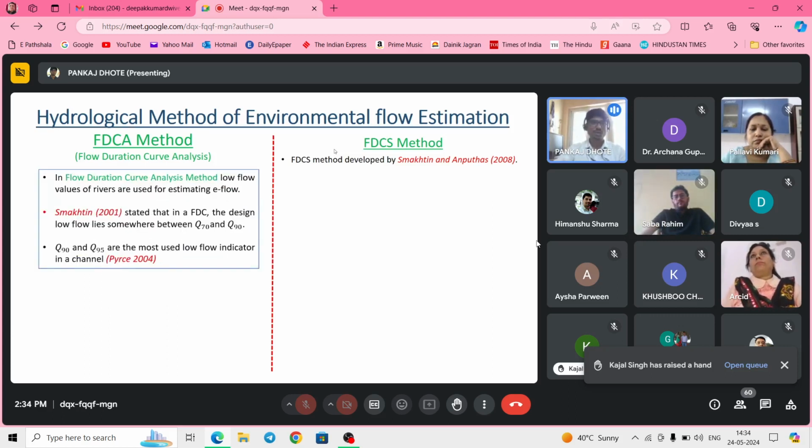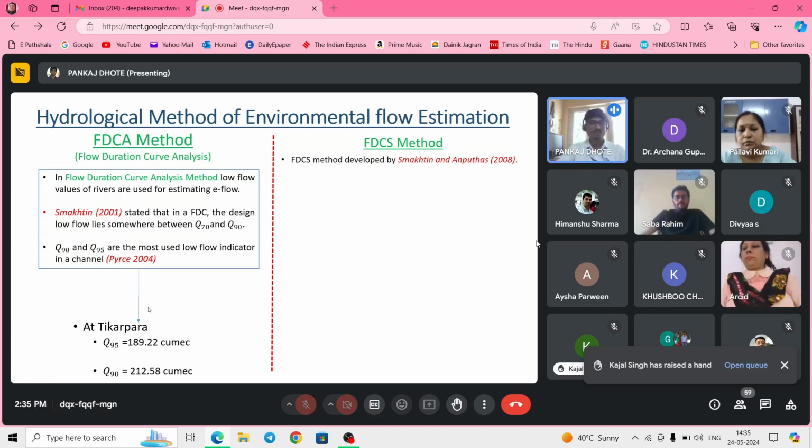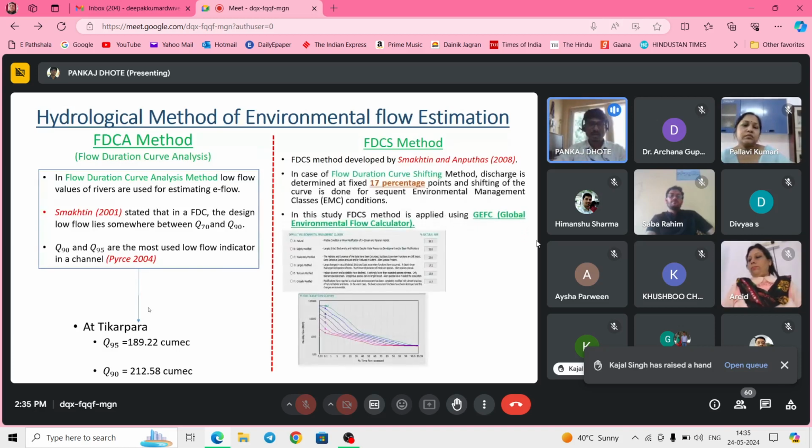One is the flow duration curve analysis method. What it tries to tell is that Q95 means throughout the year, 95% of the time, that water should be there, and that is called the environmental flow. Or between 90 to 95% of the time, water should be there in that particular river channel where you are measuring the river discharge. That is what we used to call the environmental flow. So this was the traditional method.